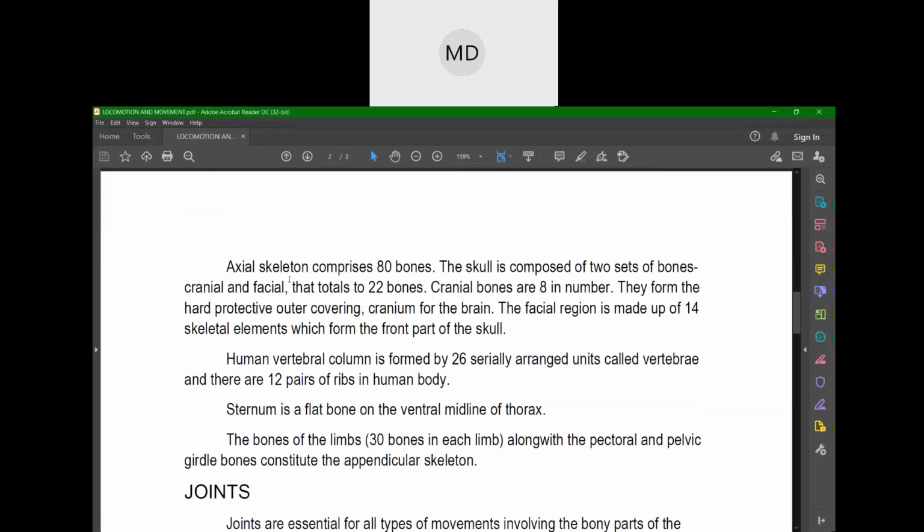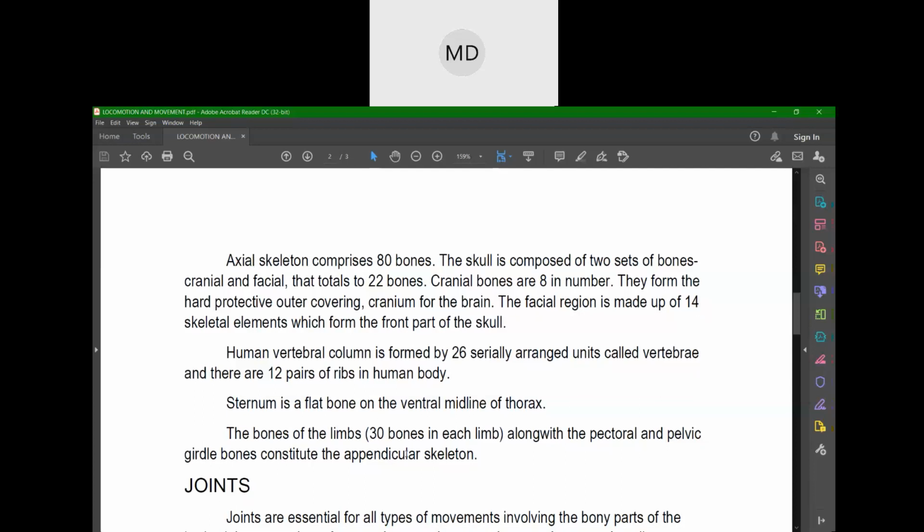Now coming back to axial skeleton, in total it has 80 bones. Okay, in total axial skeleton has 80 bones. We talked about, in the whole body there are 206 bones, right? And out of those 206 bones, 80 bones are from the axial skeleton. Okay, the rest are appendicular skeleton. Just remember that. So what comprises the axial skeleton?